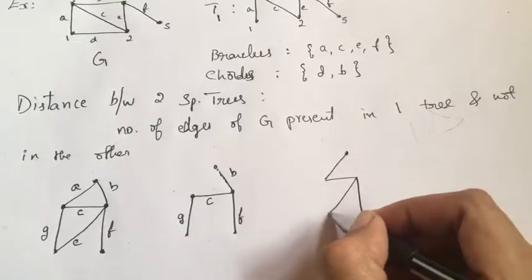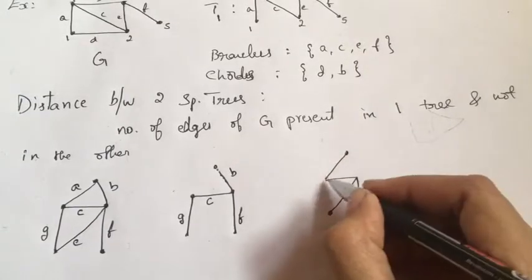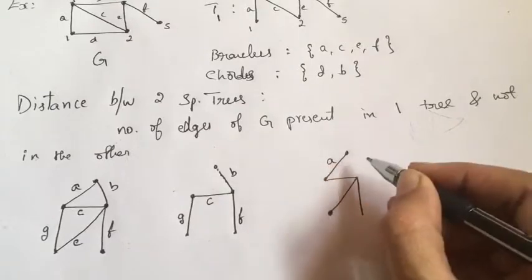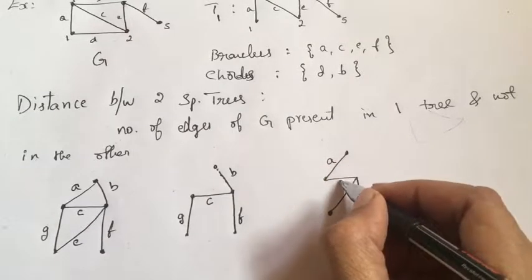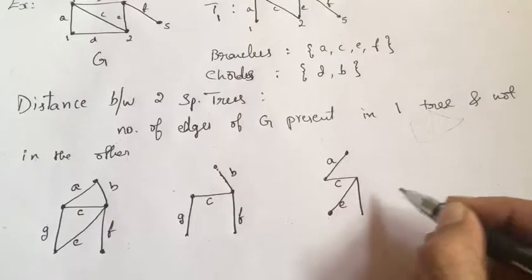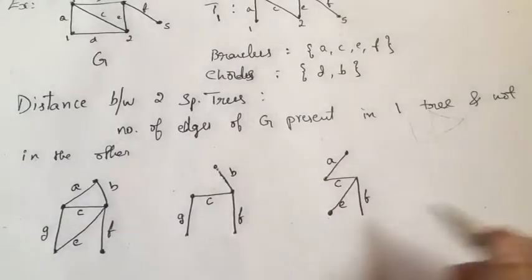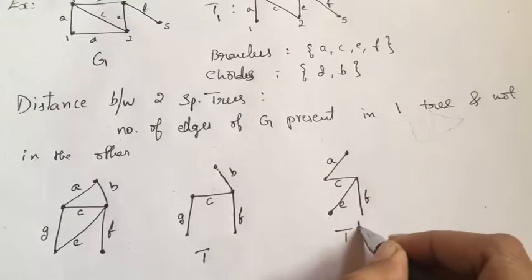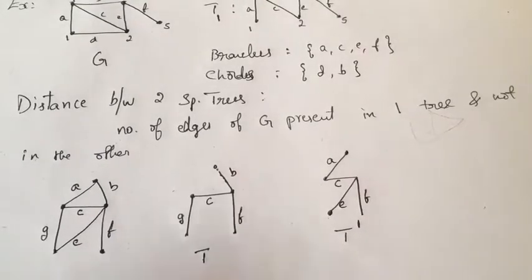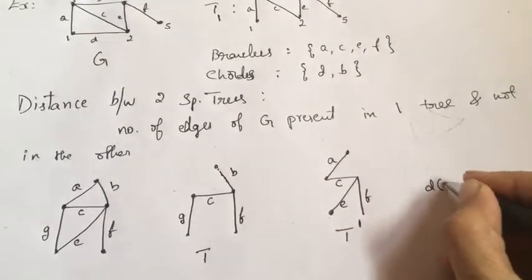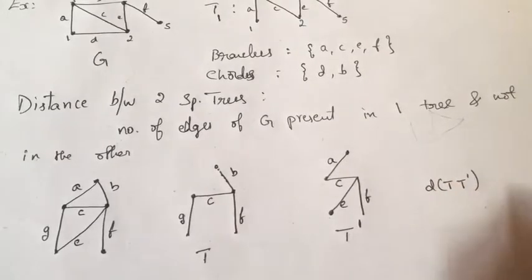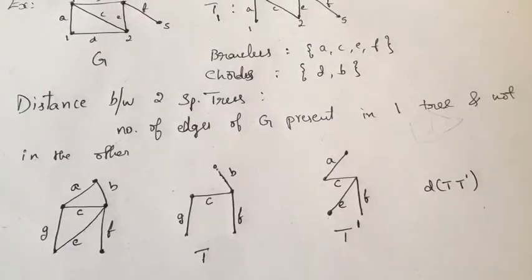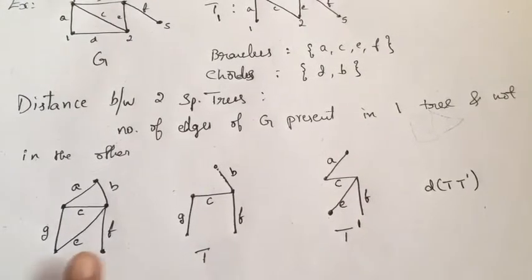One more vertex should be there, no? Yeah. Now this is A, this is C, this is E, this is F. This is T and say T dash. Now the distance between T and T dash is nothing but the number of edges of G which are present in one tree but not in the other.